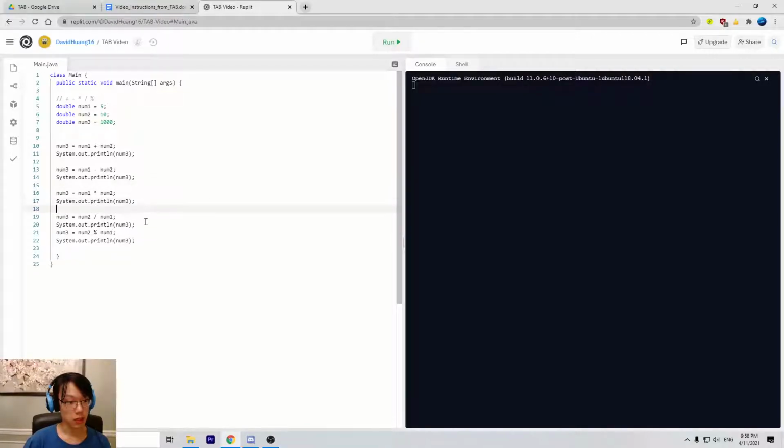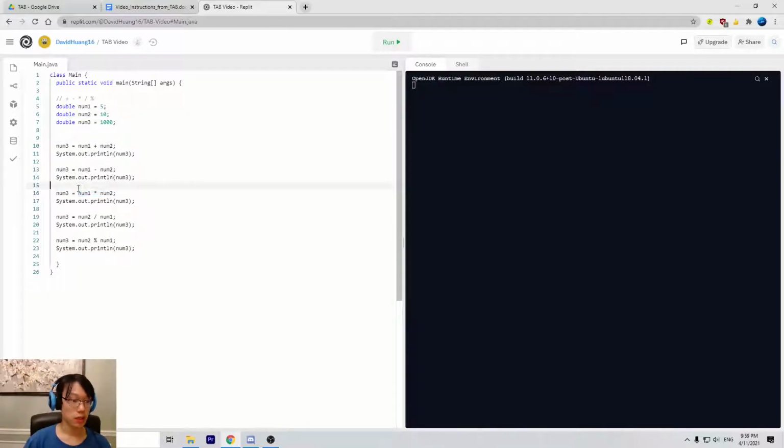So first, let's show addition. Let's actually put spaces between these so you guys can see. Addition: num3 is assigned, instead of 1000, num1 plus num2. So this would be num1, which is 5, plus num2, which is 10. So you get 15. Second, you get num1 minus num2, so 5 minus 10. Again, pretty simple. There's negatives here, but everyone knows that it'll just be negative 5.